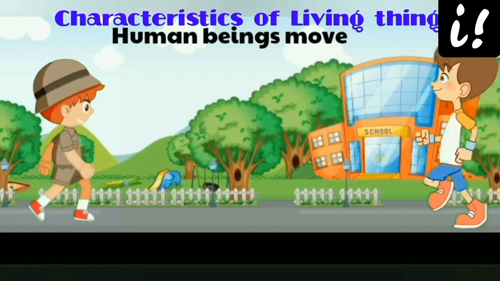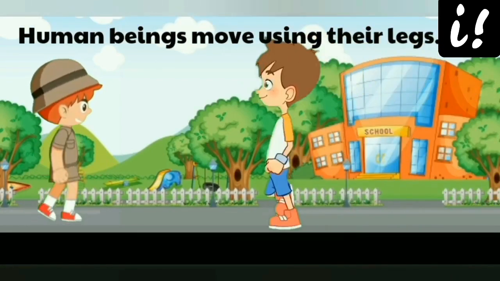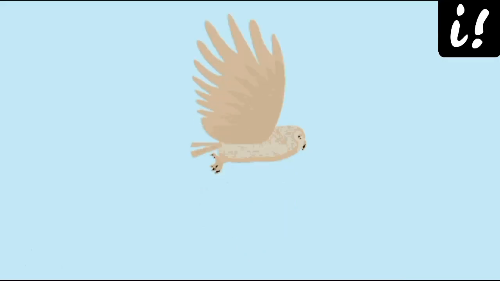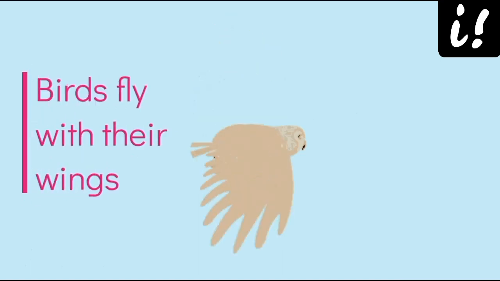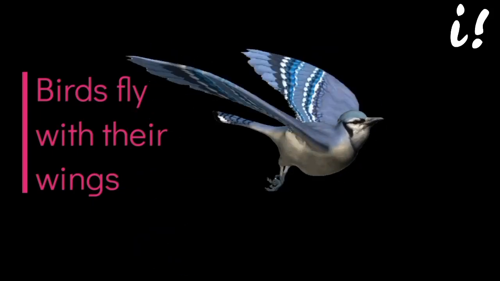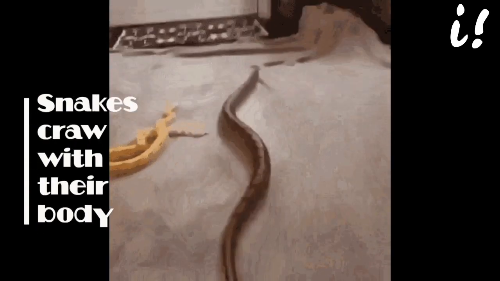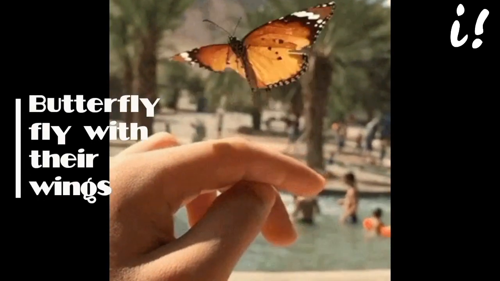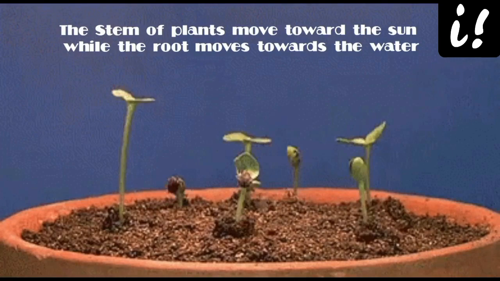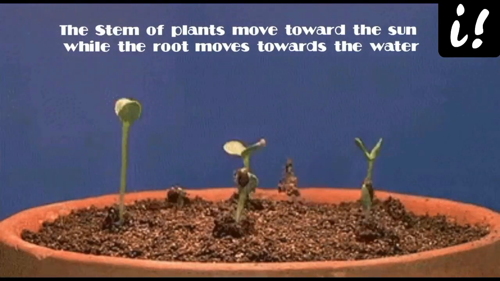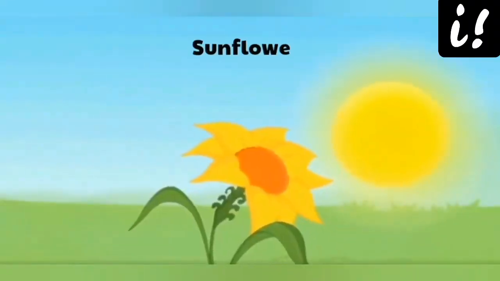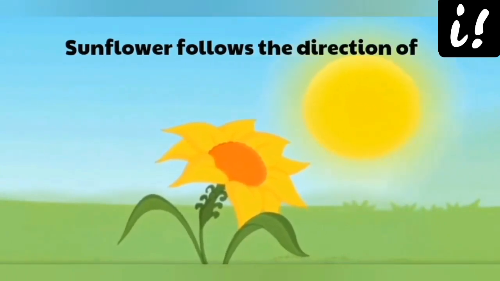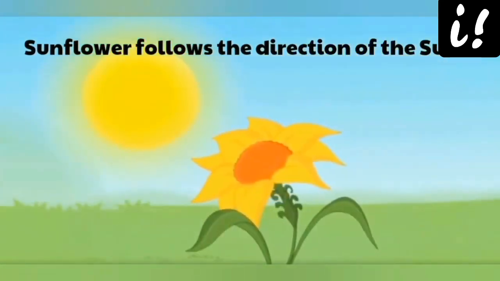Man moves with their legs. Birds fly with their wings. Fishes swim with their fins. Snakes crawl with their bodies. Butterflies fly with their wings. Plants also grow towards the sun. Sunflower follows the direction of the sun.